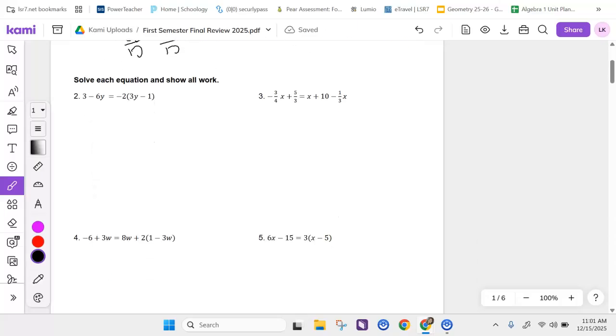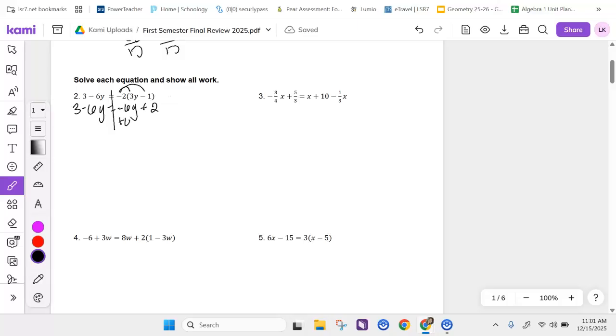Okay, number 2, solve each equation and show all your work. So the first thing we're going to do is draw our wall. We have 3 minus 6y equals negative 2 times the quantity 3y minus 1. So I have to distribute that throughout. Everything stays the same on the left. Negative 2 times 3y is negative 6y. Negative 2 times negative 1 is plus 2.